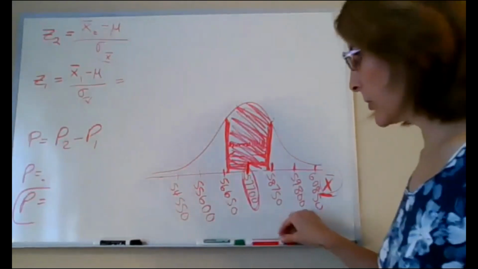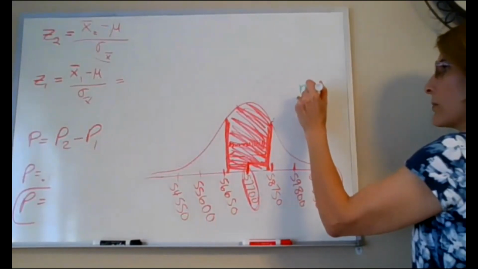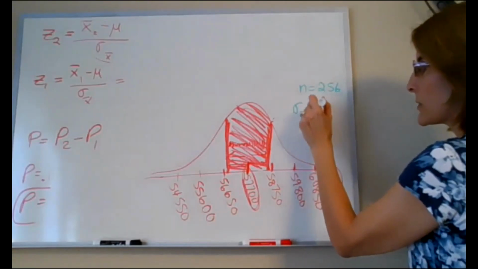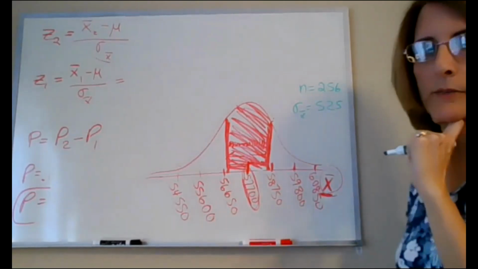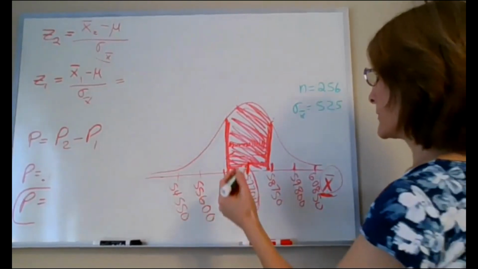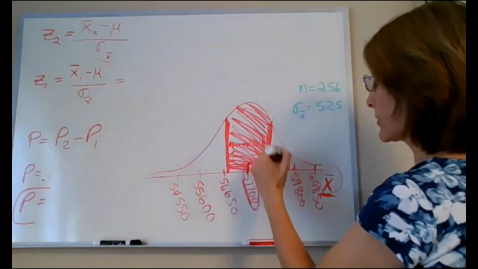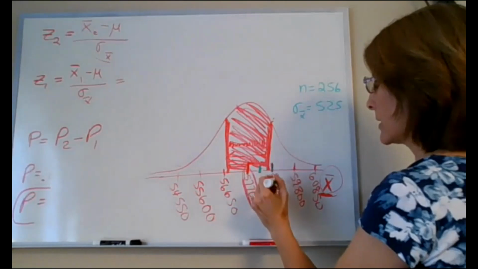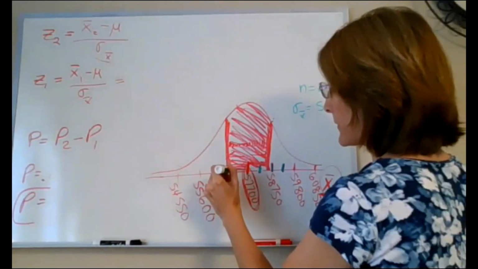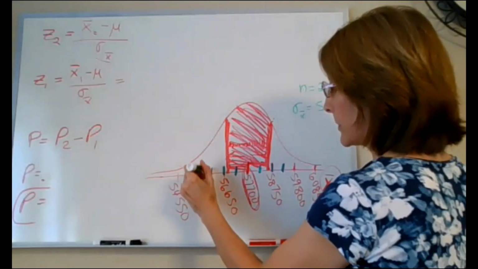Now, for the new problem, and I'll use green for this one, when n equals 256, we found that the standard deviation was 525. Okay, so what would that look like on here? So let's see. 525 above is going to be right here. Then you add another 525, you'll end up here, and another 525, you'll end up right here. On the other side, subtract 525, you'll end up here. Another one, you'll end up here, and another one, you'll end up here.